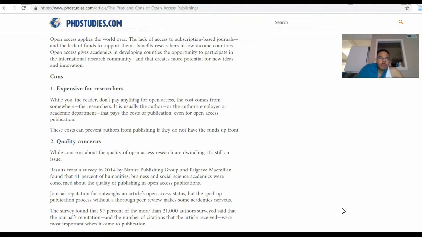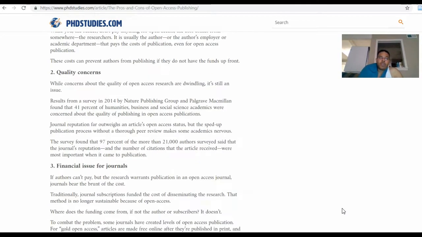Okay. A survey found that 97% of the more than 21,000 authors surveyed said that a journal's reputation and the number of citations were most important when it came to publication. And that's especially if you're at a Research One institution. I got my master's degree from North Carolina Central, which is not an R1. And so publishing in lower tier journals at North Carolina Central wouldn't be as much of a problem, but at Mizzou, they want you in the best journals. Okay.